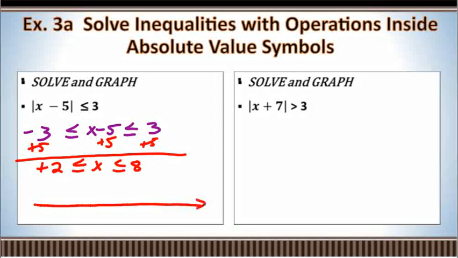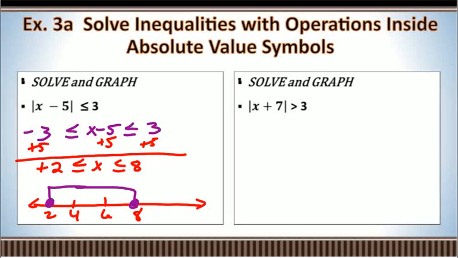And graphing it, I have 2, 4, 6, 8. We got a filled in circle on 2, it's greater than. Filled in circle on 8, it's less than, so they join up.